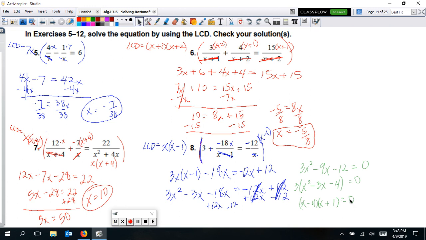So at this point we want to set each one of these separately equal to 0. For the first one, equal to 0, we can add 4 and find that x equals 4. So there's one answer. And the second one, we're going to say x plus 1 equals 0 and subtract 1, and so x equals negative 1. And if we look at our excluded values, x cannot be positive 1 and x cannot be 0. So that means these two numbers are okay to keep.